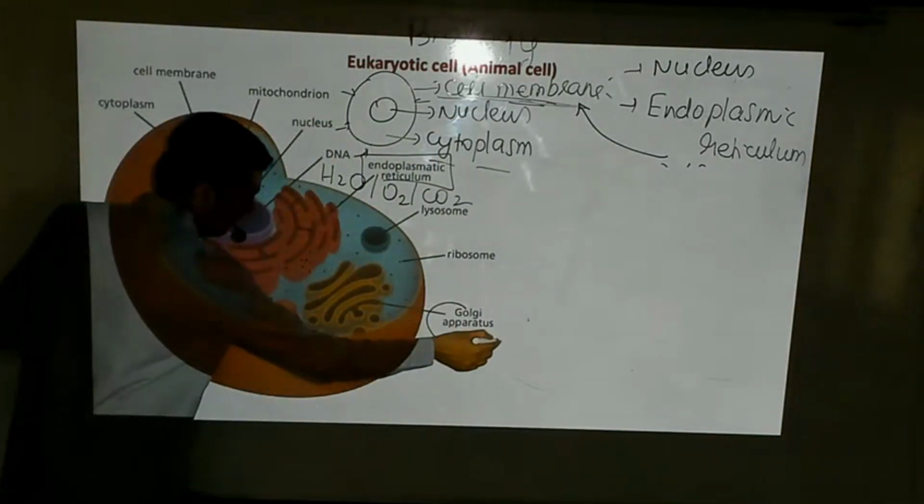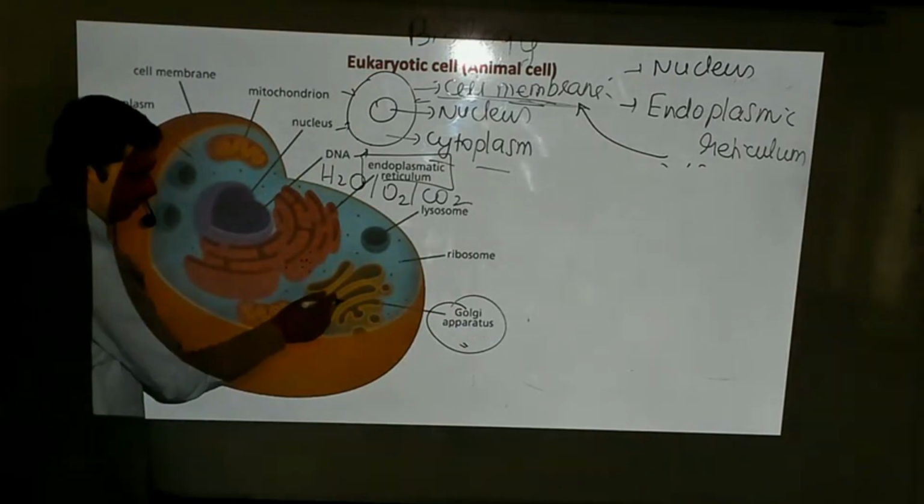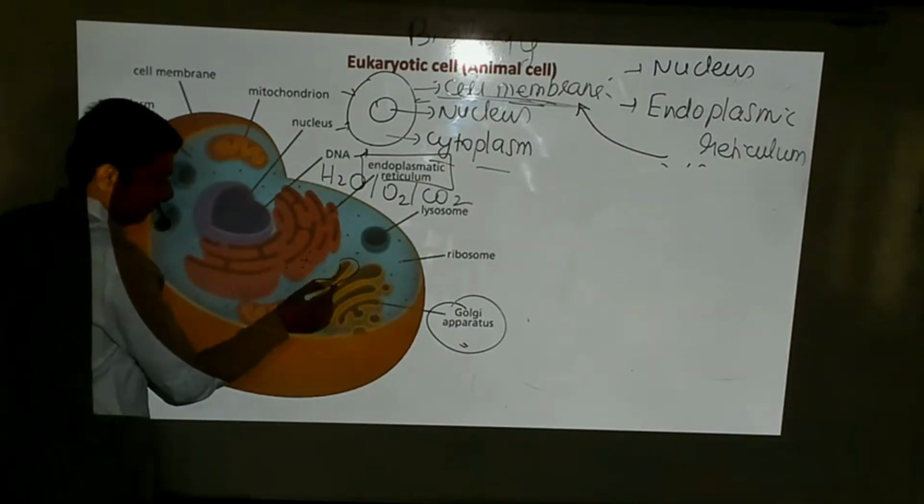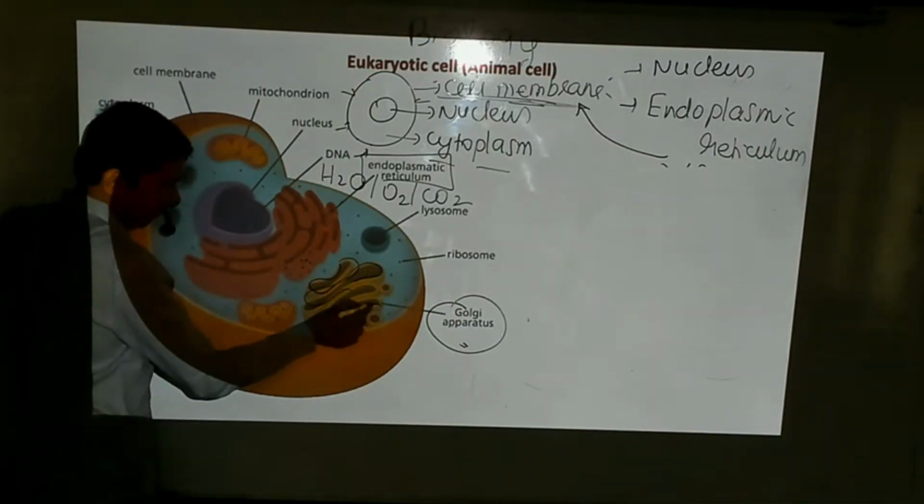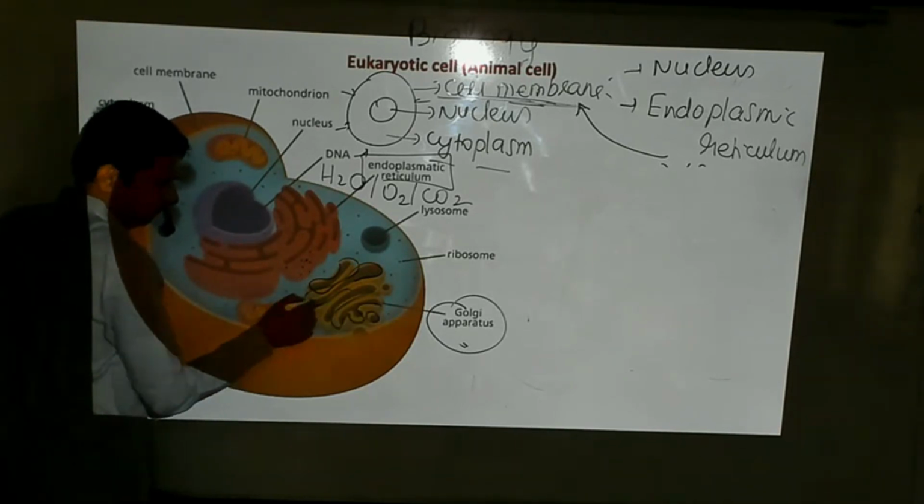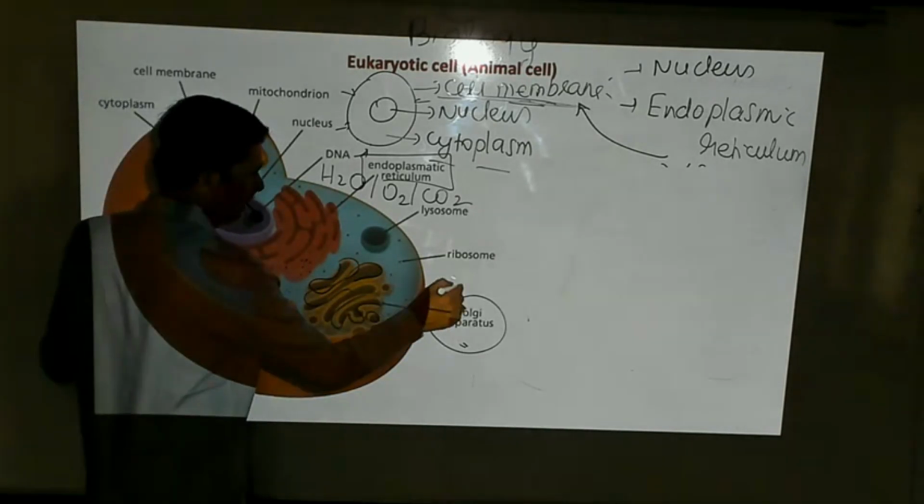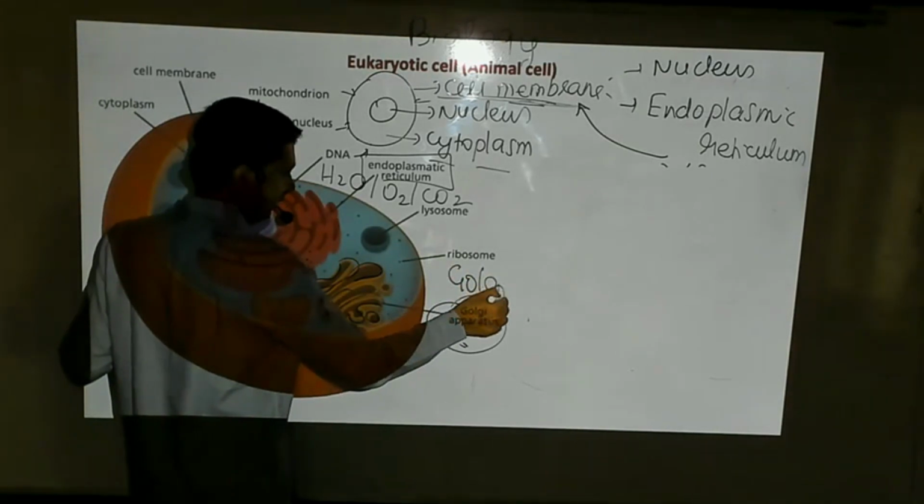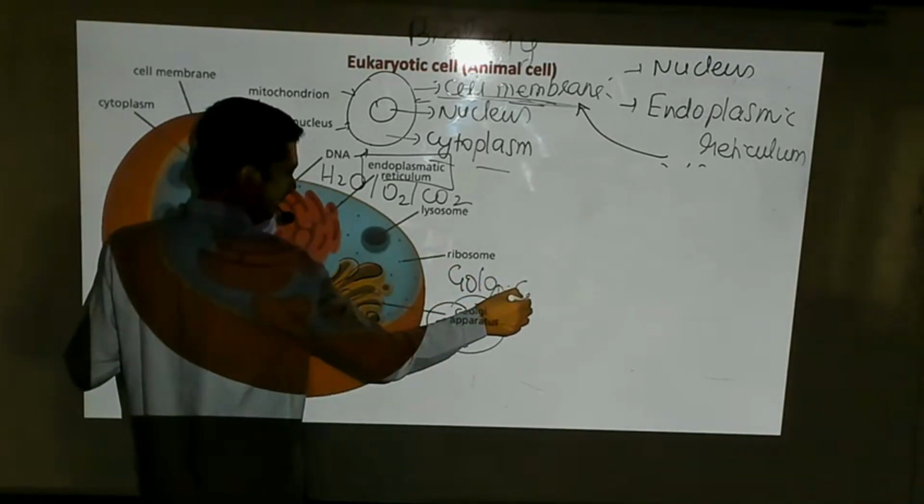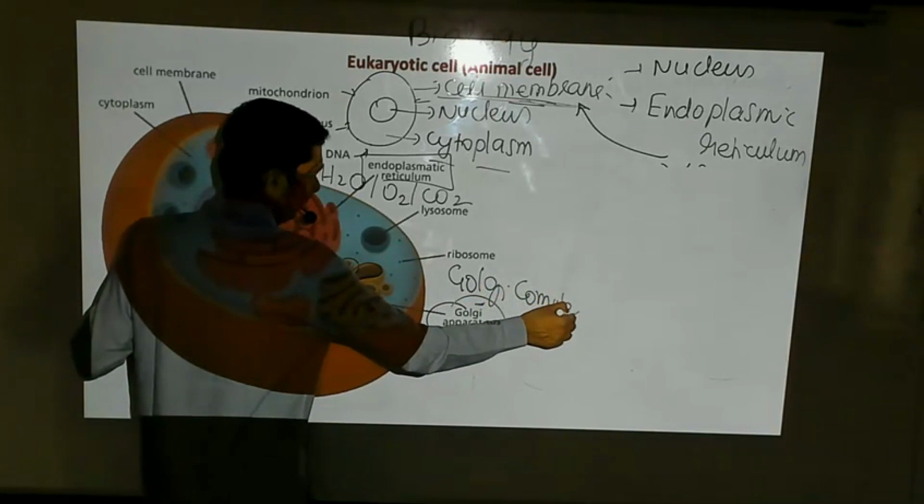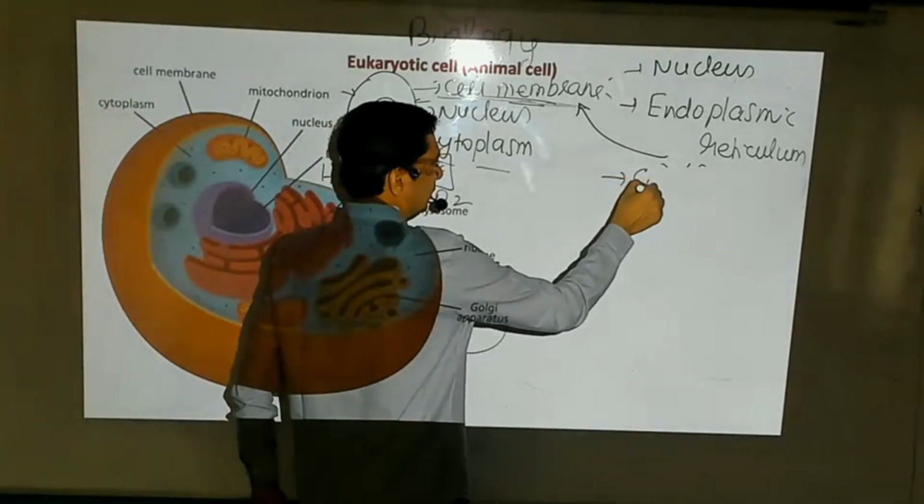Do you see here? Golgi apparatus. These vesicle-like structures you are seeing here. This is called Golgi. Golgi apparatus we call, Golgi complex you can call. The third one here is Golgi.